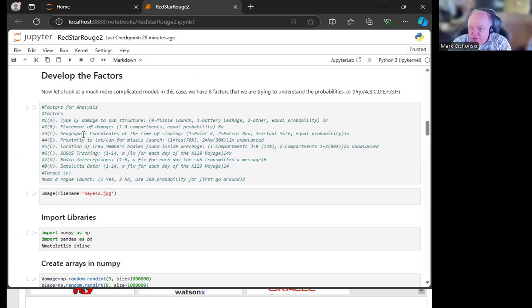The third one was the geographic coordinates at the time of the sinking. So point 1 was where they lost track of the sub, because we tracked all their subs even back then, in 1968. Point 2 was in the patrol box where they were assigned, and then point 3 was the actual site where the sub sank, where the launch occurred and the damage occurred.